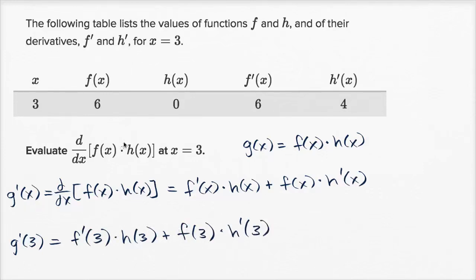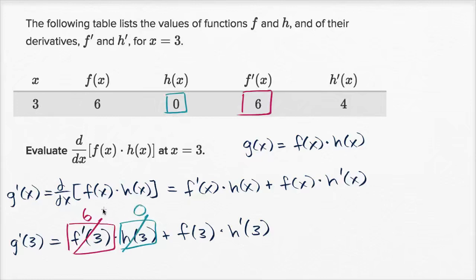And lucky for us, they give us what all of these things evaluate to. F prime of 3, right over here, they tell us f prime when x is equal to 3 is equal to 6. So this right over here is 6. H of 3, they give us that too. When x is 3, the value of our function is 0. So this is 0. So this first term is you just get 6 times 0, which is going to be 0, but we'll get to that.